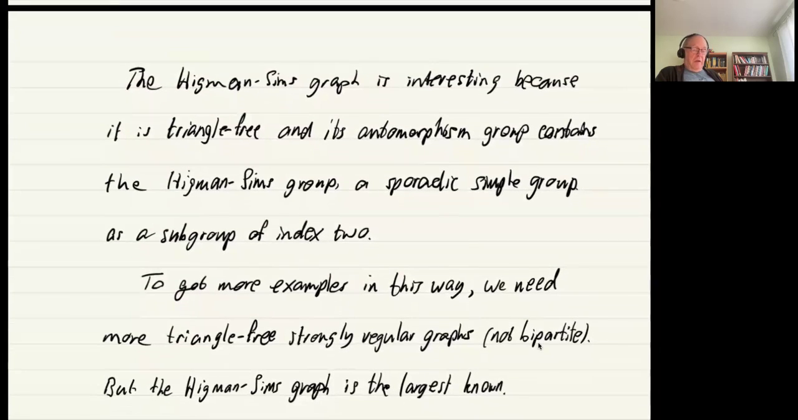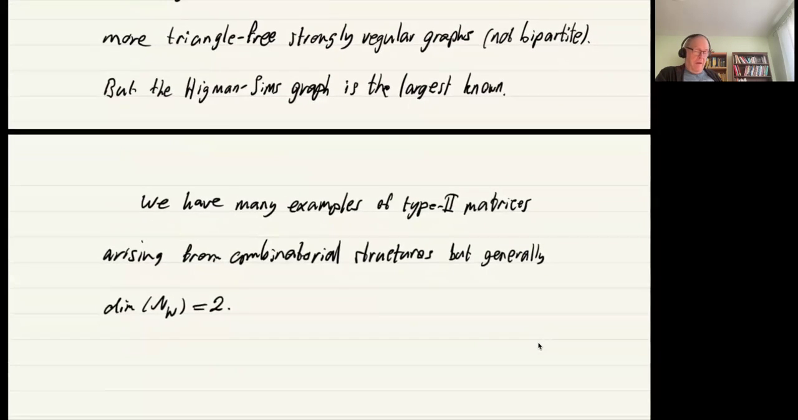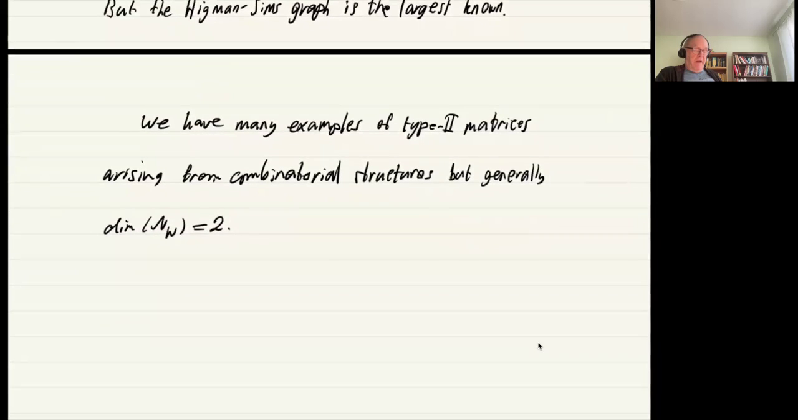And so the Higman-Sims graph is interesting because it's triangle free, and its automorphism group contains the Higman-Sims group as a subgroup of index 2. So the automorphism group of the Higman-Sims graph is not simple, but it's got a subgroup of index 2 which is simple, the Higman-Sims group, and it's one of the sporadic simple groups, so it's not constructed using Lie theory. And this is just saying what I said about triangle-free graphs not being very common. We have many examples. Type 2 matrices are not rare. The problem is that the ones we construct almost invariably have a Nomura algebra of dimension 2.